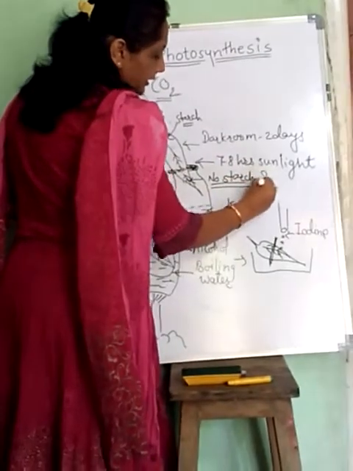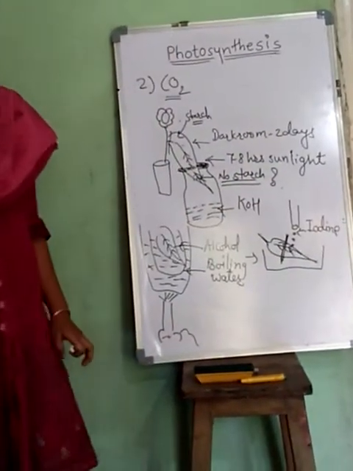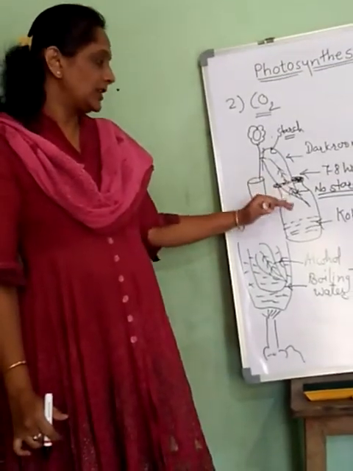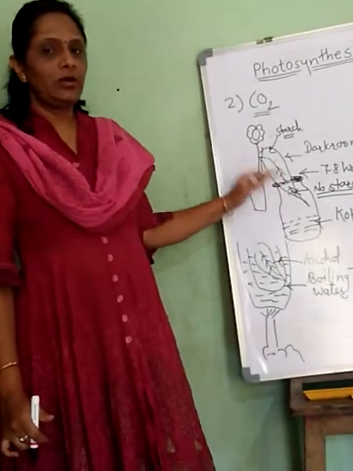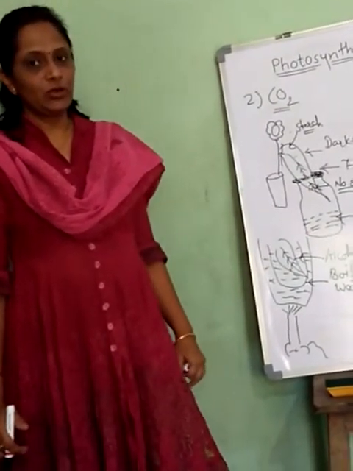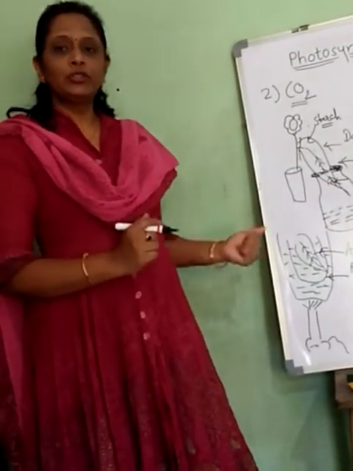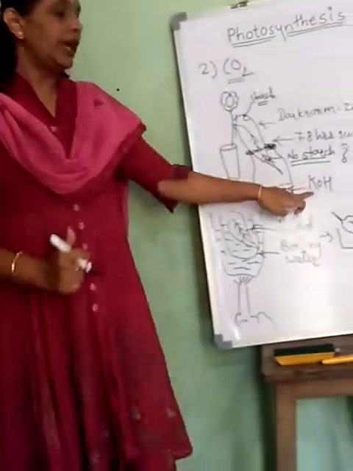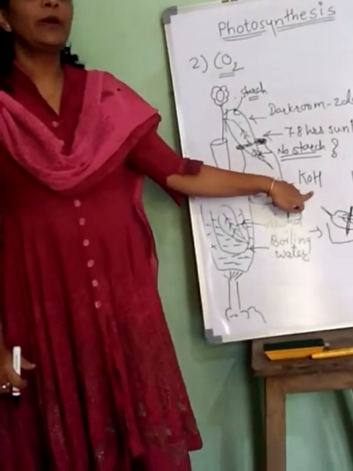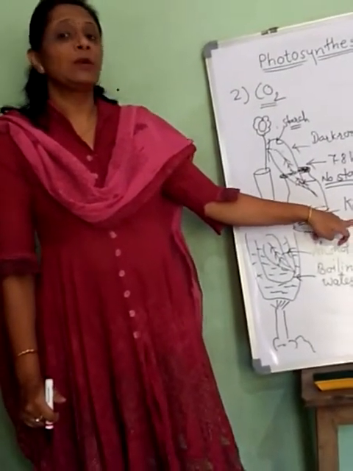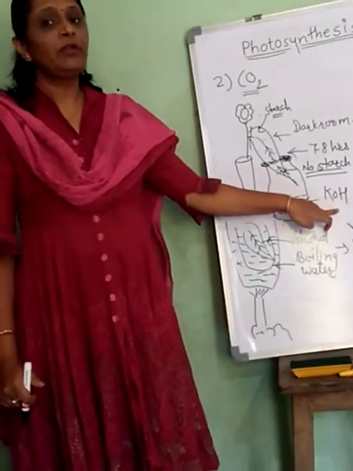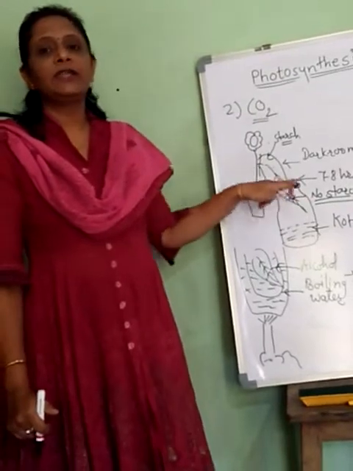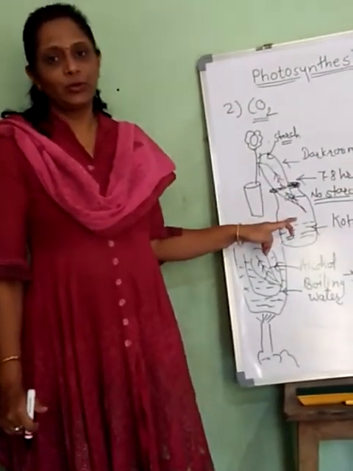So why did this happen? Why is there no starch in the half portion of the leaf which was suspended inside the bottle containing KOH solution? The conclusion of the experiment, or the observation, is that the KOH solution, potassium hydroxide solution, has a particular characteristic. That's why we have used it here: it absorbs whatever carbon dioxide is present in the nearby areas.